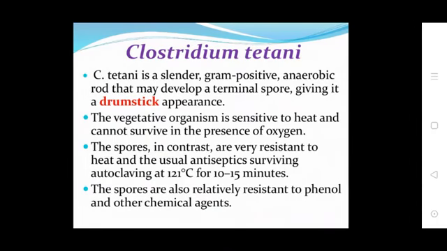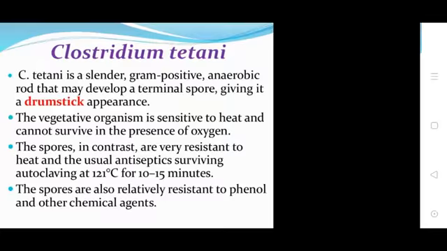Clostridium tetani. C. tetani is a slender, gram-positive anaerobic rod that may develop a terminal spore, giving a drumstick appearance. The vegetative organism is sensitive to heat and cannot survive in the presence of oxygen. The spores, in contrast, are very resistant to heat and antiseptics, surviving autoclaving at 121 degrees centigrade for 10 to 15 minutes. The spores are also relatively resistant to phenol and other chemical agents.